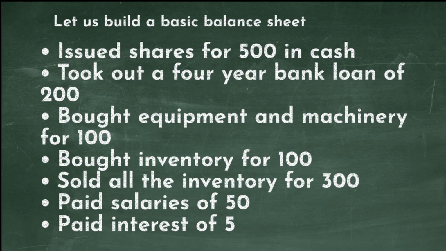And let's say we took out a loan of $200 that we're going to pay in 4 years. We bought equipment for $100. We bought inventory for $100 that we eventually sold and made $300 from that inventory. We paid salaries of 50 and interest of 5. And this doesn't include every single thing that you're going to find on a balance sheet, but this is a start. This is a foundation, and you can build on this.